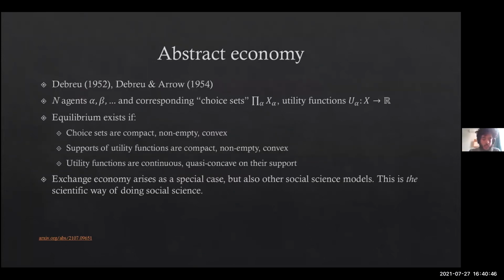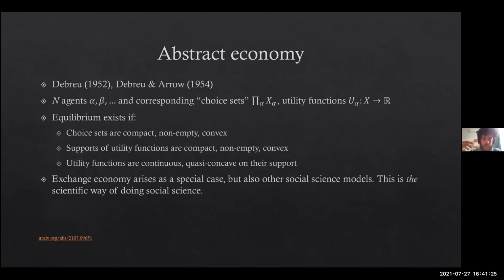So perhaps one of the most important ideas in the field of theoretical economics is that of an abstract economy, which really gives credence to the idea that economics is the fundamental social science, or the correct way of doing social science. It was introduced by Debreu and Arrow, and basically you have some number of agents with some choice sets X alpha for each agent, and they have a utility function that depends on the choices of all agents in the economy.